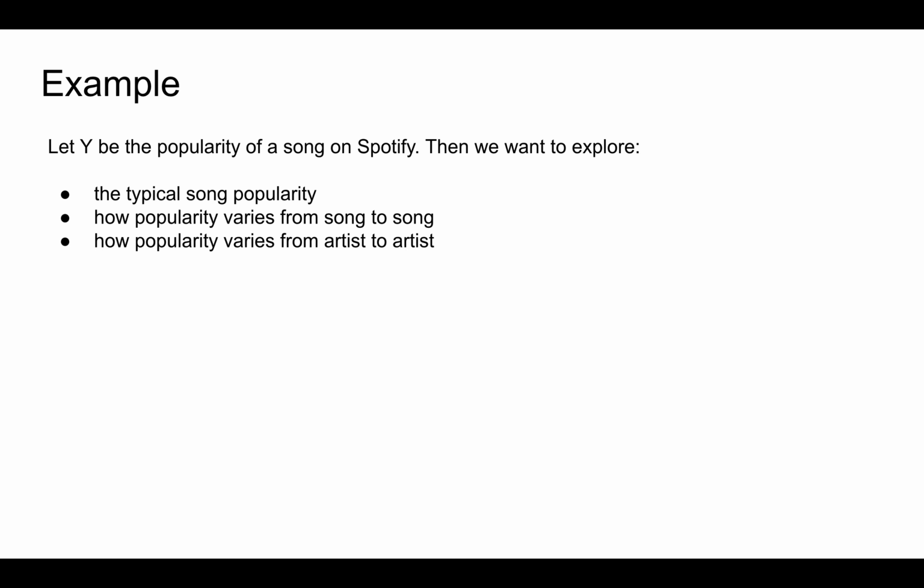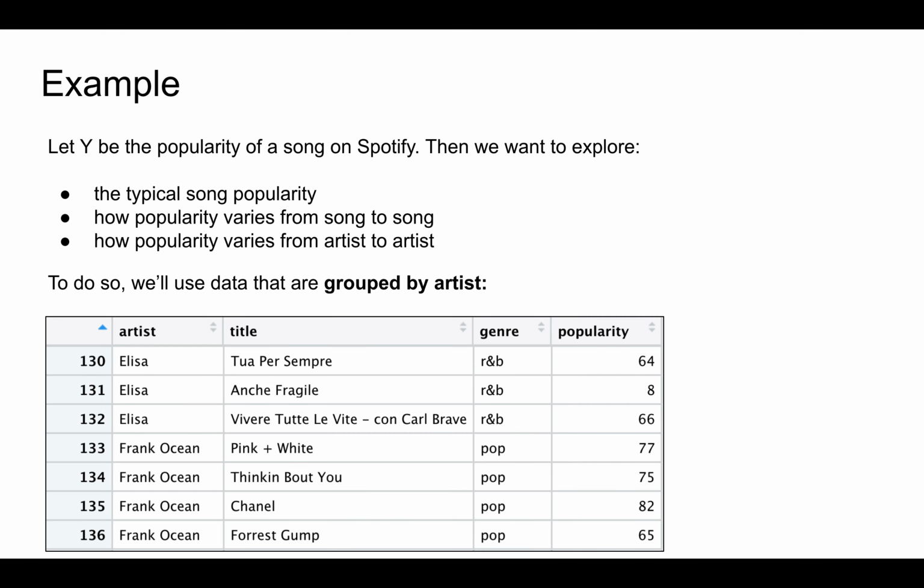Next, let's consider the limitations of our current modeling toolkit when it comes to analyzing grouped data. For example, let Y be the popularity of a song on Spotify, and suppose we want some sense of the typical popularity of a song, the degree to which popularity varies from song to song, and the degree to which popularity varies from artist to artist. To this end, we'll use a set of data that's grouped by artist. For example, our dataset contains multiple songs by Elisa, multiple songs by Frank Ocean, and so on.